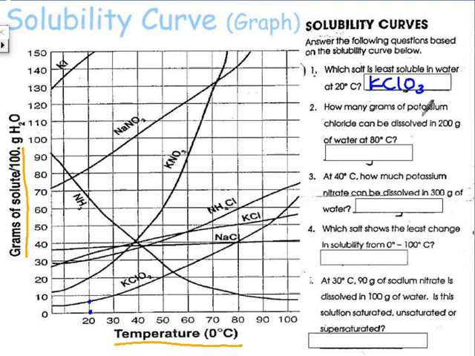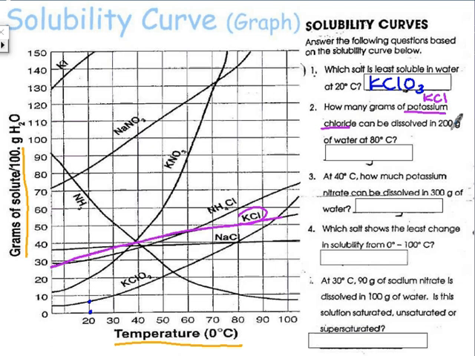It says, how many grams of potassium chloride can be dissolved in 200 grams of water at 80 degrees Celsius? So this is getting a little bit more complicated. The first thing I need to see is potassium chloride, and I need to think, what's that formula? Well, potassium is K, and chlorine, or chloride, so KCl. So I need to find the KCl line. There's KCl. So I am looking at just this line. I don't care about the rest of this graph right now.